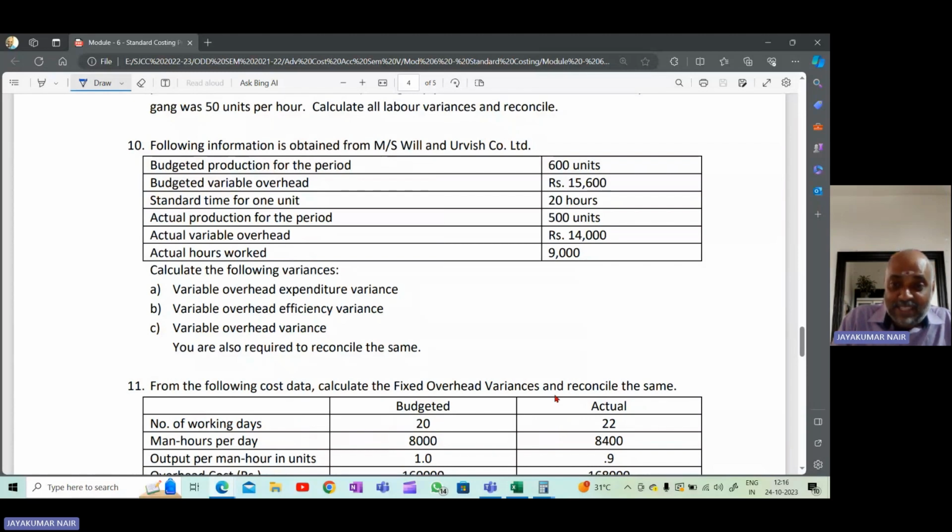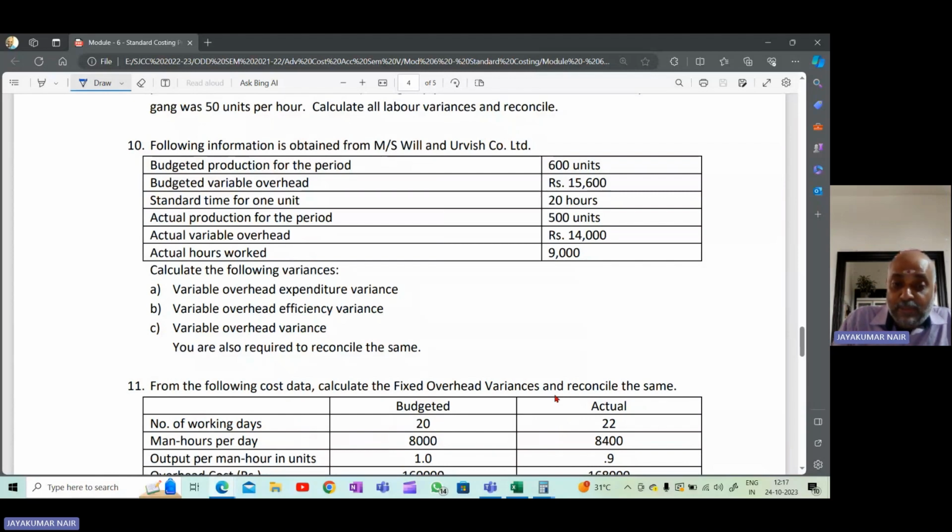Budgeted variable overheads is 15,600. Standard time for one unit is 20 hours. Actual production for the period is 500 units. Actual variable overheads are 14,000 rupees. Actual hours worked are 9,000. Calculate the following variances: variable overhead expenditure variance, variable overhead efficiency variance, and variable overhead variance. And we need to reconcile them.